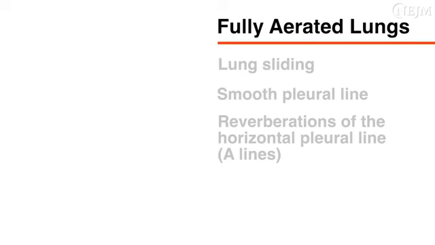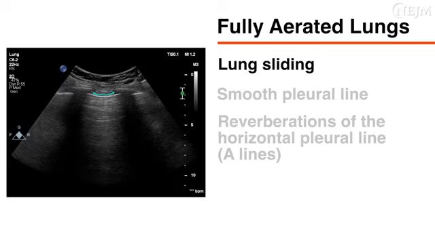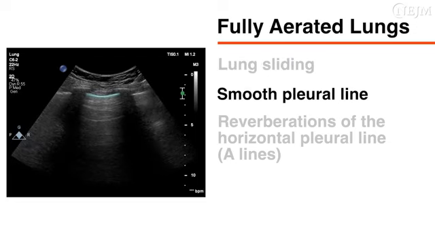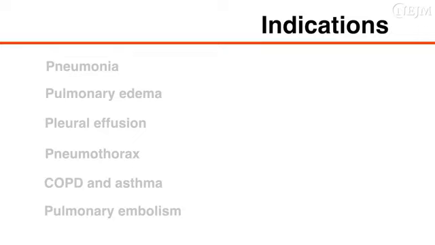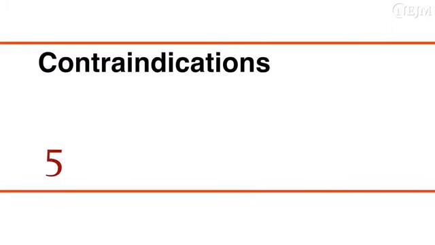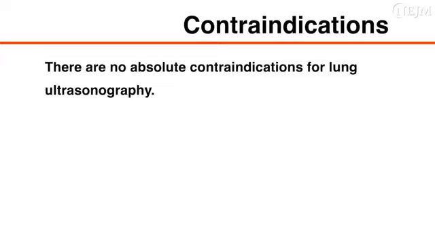Fully aerated lungs have the following features: visible lung sliding in which the pleural line moves with respiration, a visible smooth and echoic pleural line, and visible A lines. Point-of-care ultrasonography of the lung is helpful in assessing patients who have dyspnea associated with pneumonia, pulmonary edema, pleural effusion, pneumothorax, chronic obstructive pulmonary disease or COPD and asthma, and pulmonary embolism. There are no absolute contraindications for lung ultrasonography.